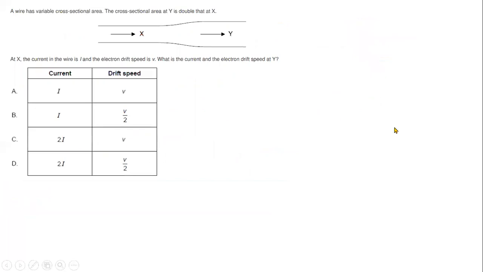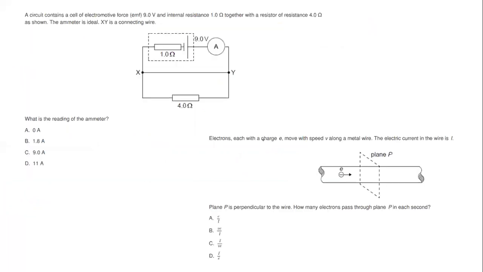Then, next one. The wire has a cross-sectional area. The cross-sectional area at Y is double that of the area at X. So if this area is A, this area should be 2A. At X, the current in the wire is I, and the electron's drift speed is V.